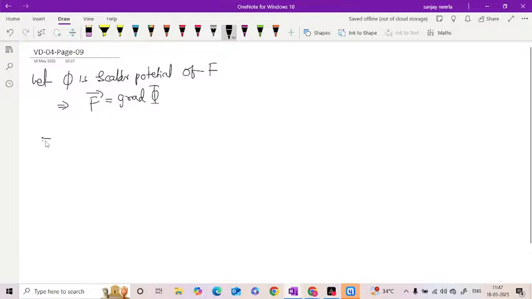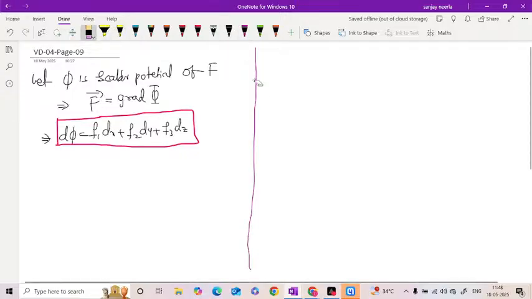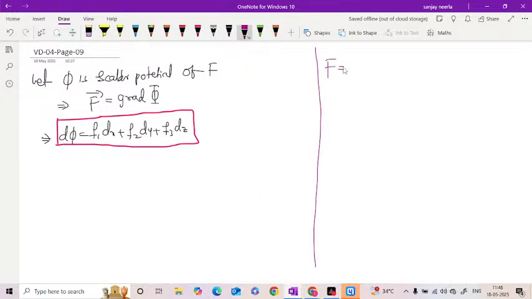And one more, what is the previous statement? Directly, definitely d pi must be equal to f1 dx plus f2 dy plus f3 dz. I am not writing all, directly I am writing the results. So d pi is equal to f1 dx plus f2 dy plus f3 dz. Now what is our f in the given vector? What is the given vector?